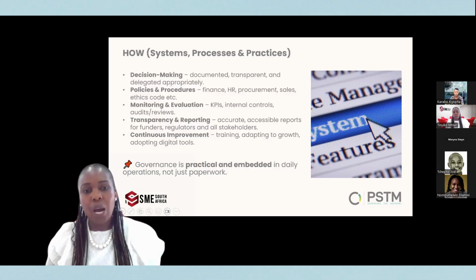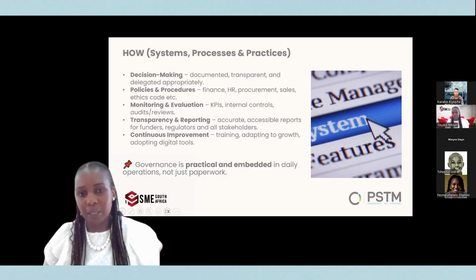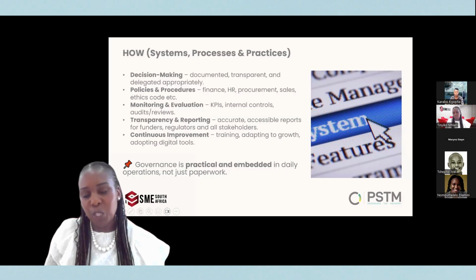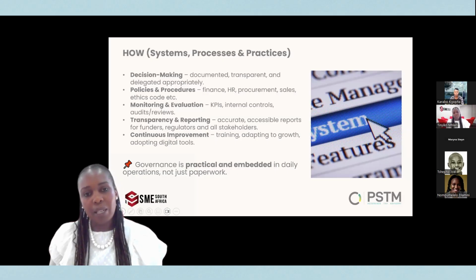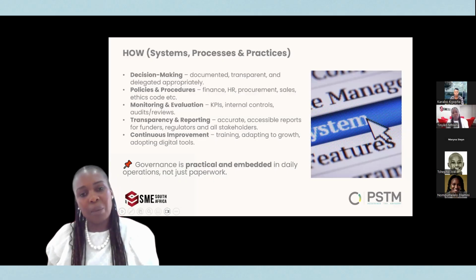Do we know how decisions are supposed to be made? Do we know who can sell what? Do we know who can authorize what? These things need to be documented. So the what is clear, the how part of the process, it's the systems, it's the processes, it's the practices.